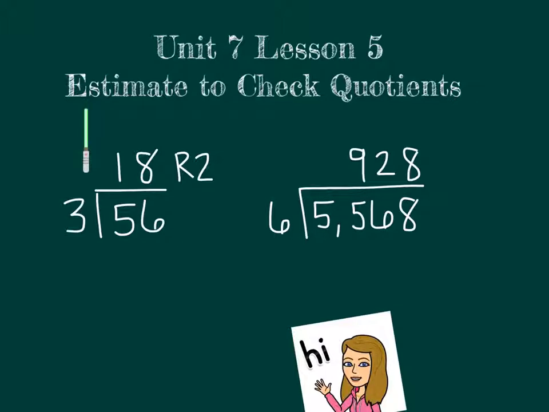Today, we are going to use some estimation to check quotients. So that's a very sophisticated way of rounding to find if our answer makes sense. So, the first one we have here is 56 divided by 3. They came up with a quotient of 18 remainder 2. Now, to check this, there are two ways you can check.